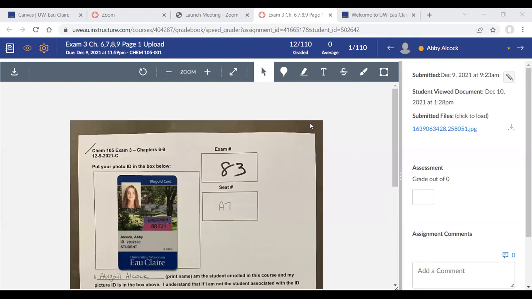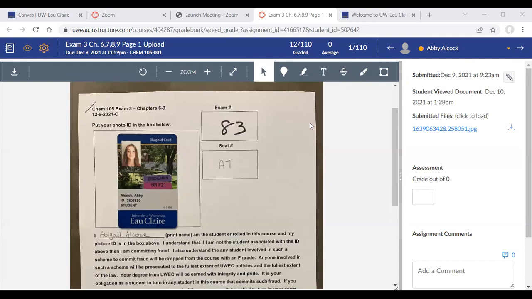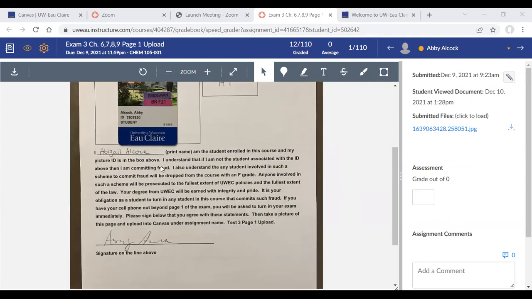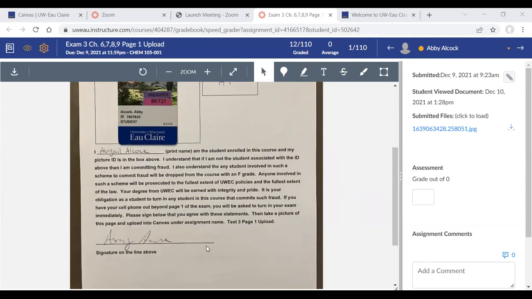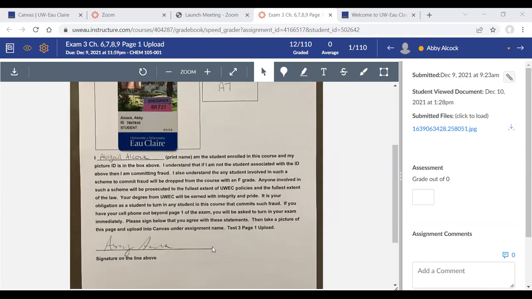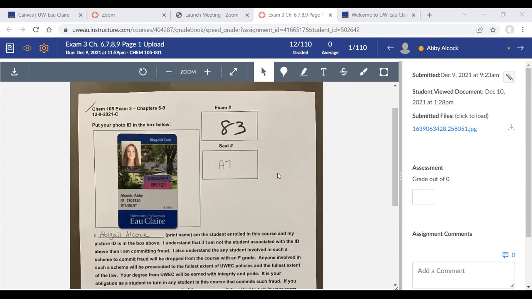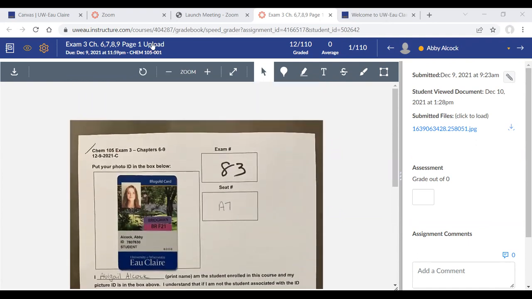So this is what your first page of your test will look like when we have a test. It'll look exactly like this. I'll have the ID number in there. For the exam number, you're going to put your ID in this square. You're going to put your name in there. You're going to sign this. You're going to read what it says, sign that. You'll have a seat number when we have a test.